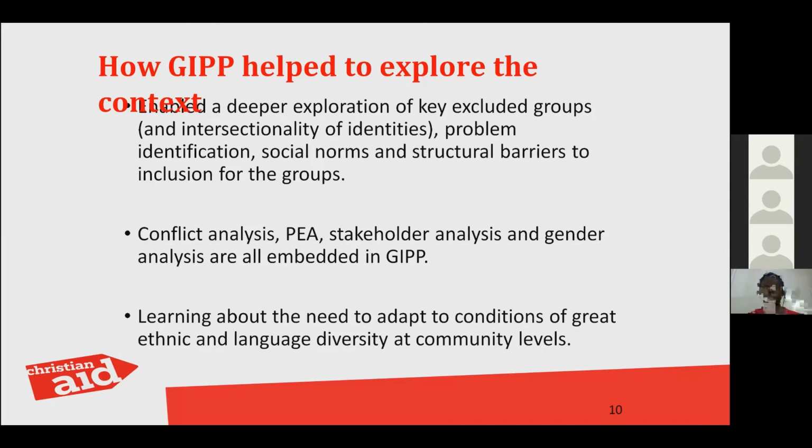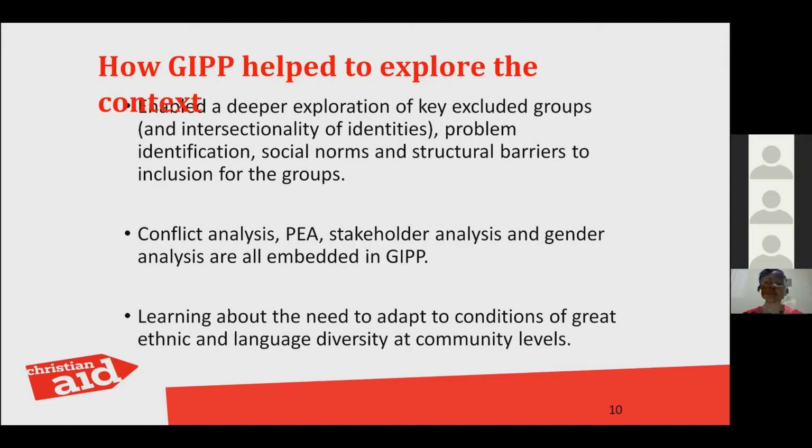So we were able to engage with key groups, groups of persons living with HIV, LGBT groups, persons with disabilities, people living in rural communities, women and girls, to understand how their individual identities and the intersectionality of multiple identities made them more prone to be excluded. It also helped us to identify their issues, to identify social norms and the structural barriers that they face when it comes to inclusion in decision-making processes.